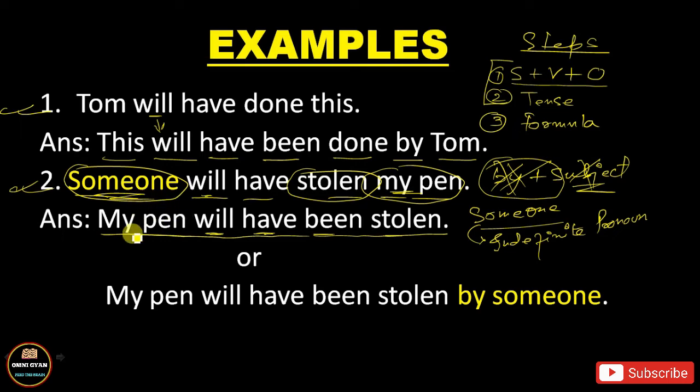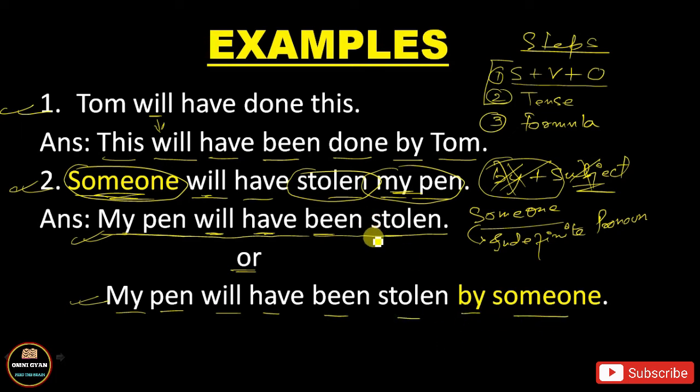Did you understand? Now this particular question, you can write the answer. If you write the answer in this way also, the examiner will not give you wrong. Okay, you will get marks for this also. By chance, if you use by plus subject also, there is no problem, you can use, but I'm just telling you the most appropriate way of writing is this one. Anyways, I have given an or, you can write in this way also. My pen will have been stolen by plus subject, by someone.